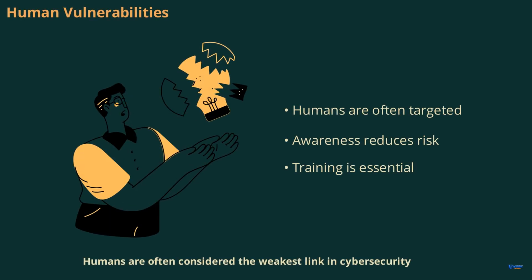Humans are often considered the weakest link in cybersecurity. Lack of security awareness, susceptibility to social engineering, and simple mistakes can all lead to breaches. Employees who aren't trained in best practices are more likely to fall for phishing scams, use weak passwords, or accidentally expose sensitive information. Ongoing training and awareness are key to reducing human vulnerabilities.